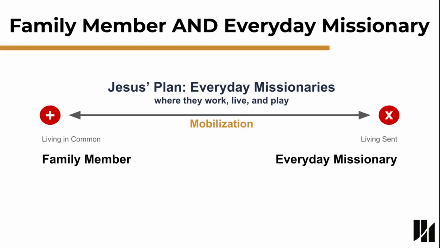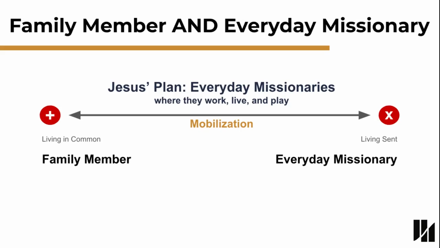This is the mobilization spectrum. And it is an "and." All of these spectrums are an "and." So when we say pathway, we're not saying move away from being a member to be a missionary. It's an "and." We need to be a member and be a missionary.